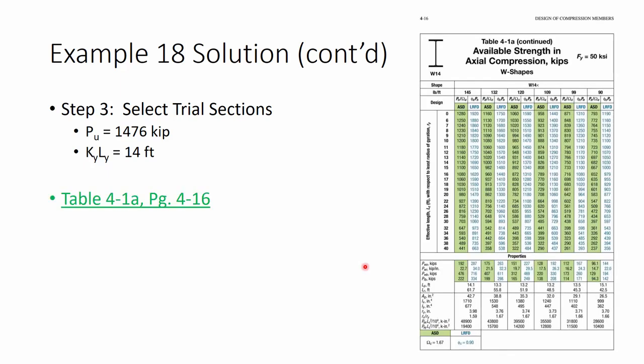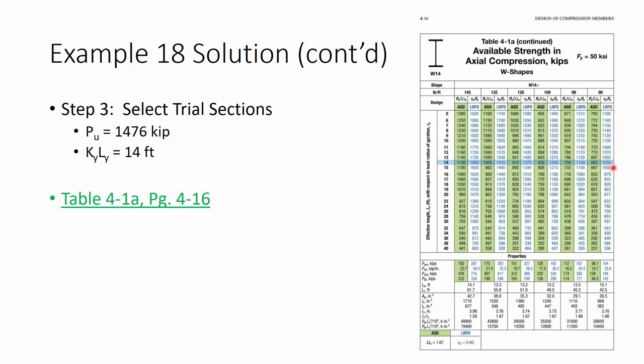I'm in Table 4-1A, on page 4-16. You start flipping through the W14s to find the first shape that works. To find the first shape that works, you start with this value here, this KL of 14 feet. You can imagine highlighting this row where KL is 14 feet, and you're finding the lightest shape that would safely resist that load.